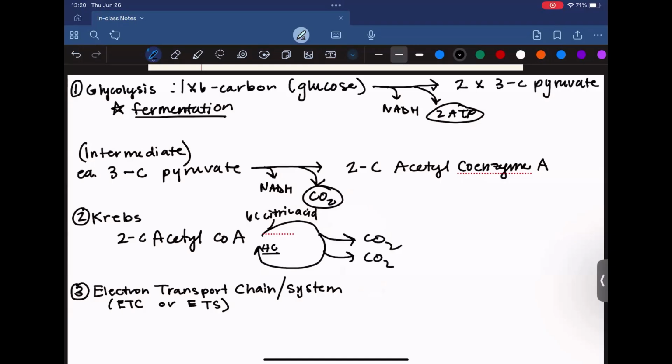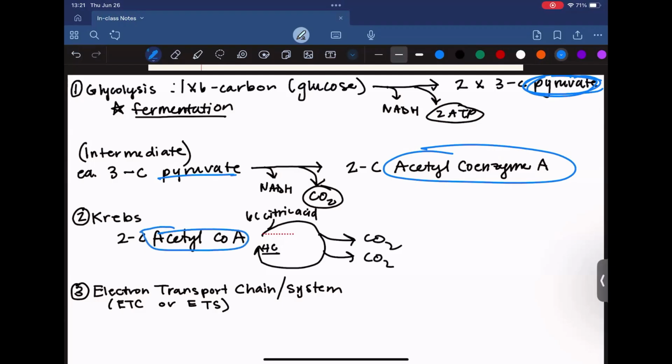Great. Is this the whole point of Krebs, though, to make carbon dioxide? What are we getting out of it? That's not the point of it. So we already said the point of glycolysis is to make pyruvate. The point of the intermediate step is to take that pyruvate and make coenzyme A. The point of Krebs is to take that coenzyme A and make our other byproducts, NADH and FADH2.